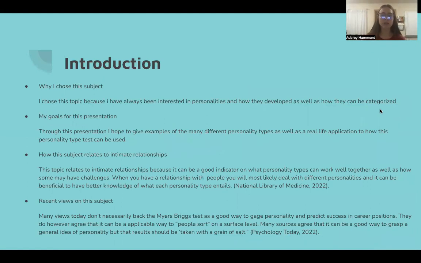Why I chose this topic is that I've always been interested in different personalities and why people are the way they are, how different personality traits can be categorized, as well as how characteristics can be perceived by others. So I think it's a really interesting concept.